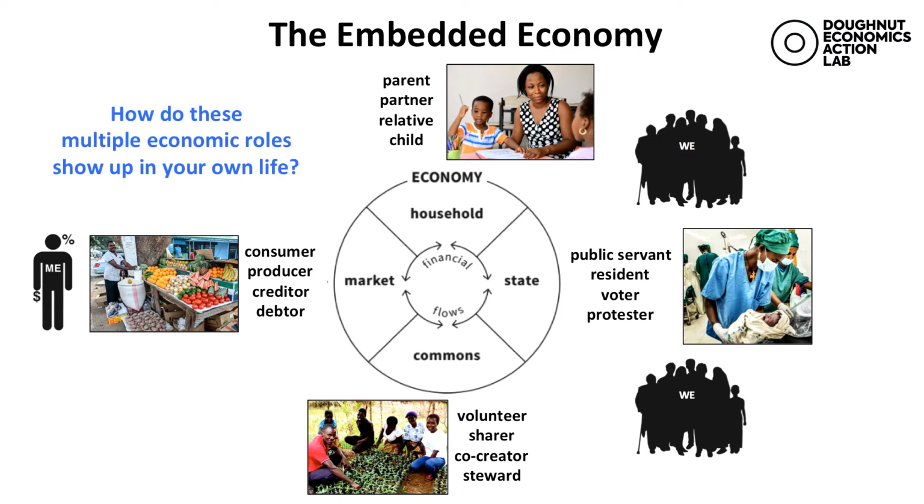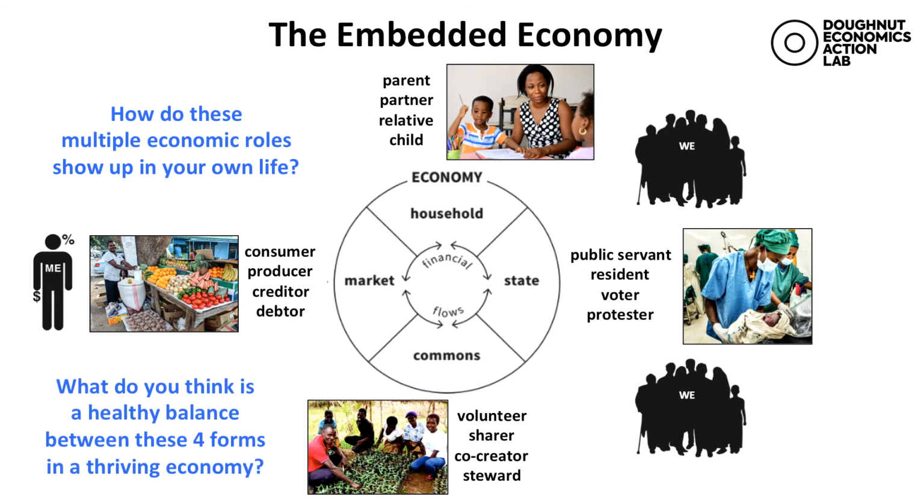So, stepping back, here are two questions to consider. First, how do these multiple economic roles show up in your own life? How do you engage in the household, the market, the commons, and the state as you go about your day? Second, what do you think is a healthy balance between these four forms of provisioning for people's needs and wants in a thriving 21st century economy?